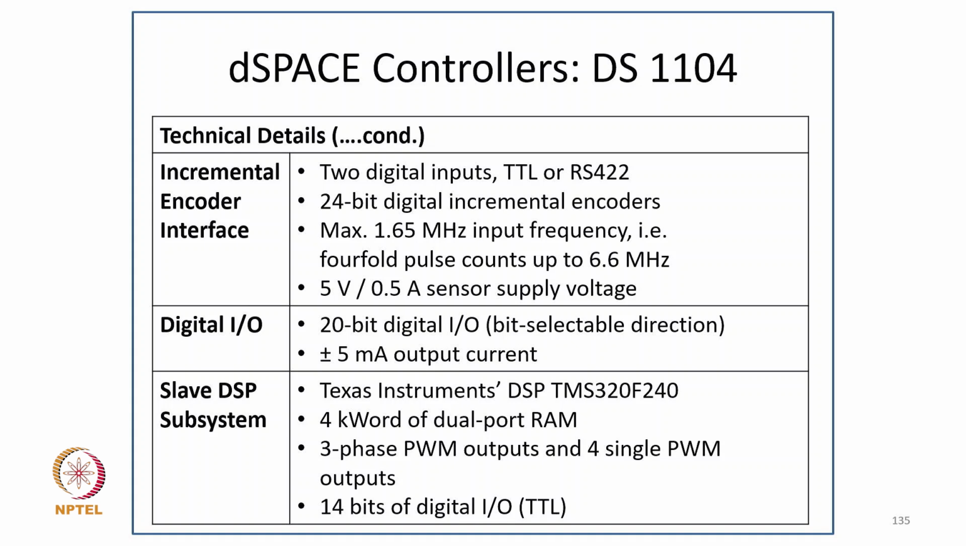RS422. And the incremental encoder interface is two digital inputs, TTL or RS422, 24-bit digital incremental encoders, maximum 1.65 megahertz input frequency, that is per default pulse count up to 6.6 megahertz, and 5 volt or 0.5 sensor supply, and digital IO is 20-bit digital IO with selectable direction, plus or minus 5 milliampere output current, and the slave DSP subsystem is Texas Instruments DSP TMS320F240, 4 kilobyte words of dual-port RAM, 3-phase PWM output, 4 single PWM outputs, and 16-bit digital IO TTL.